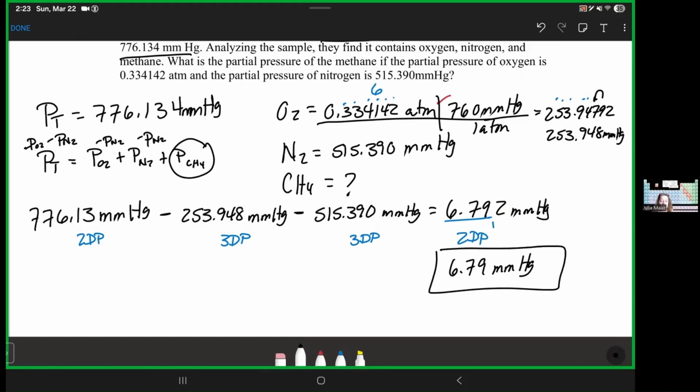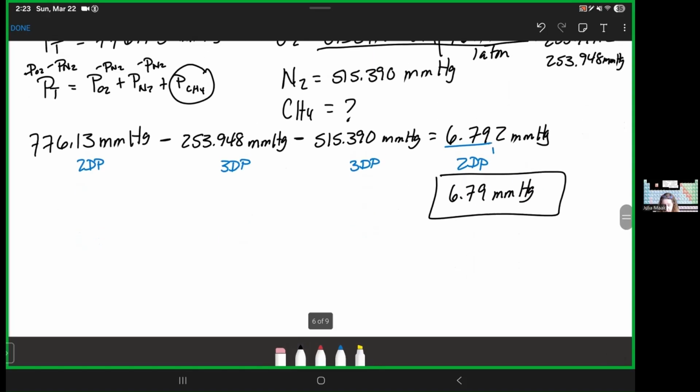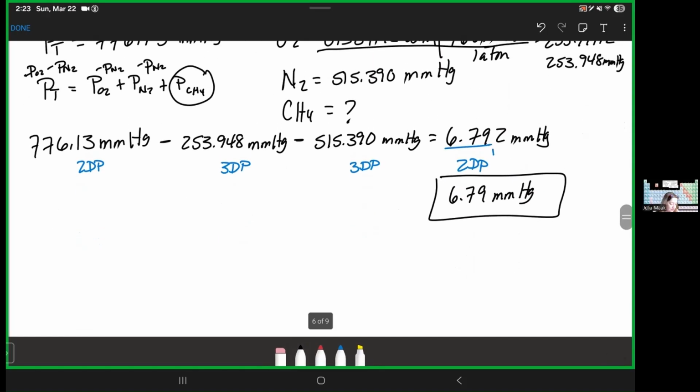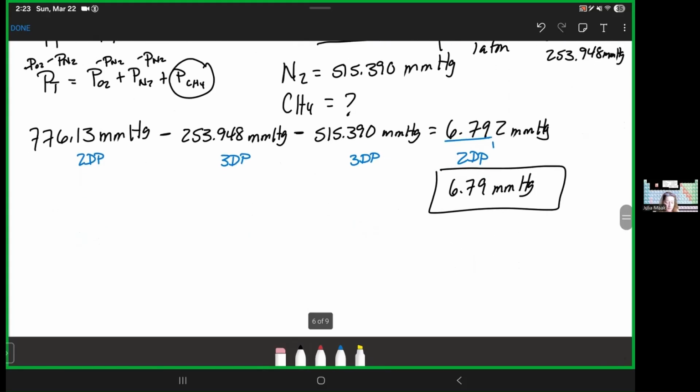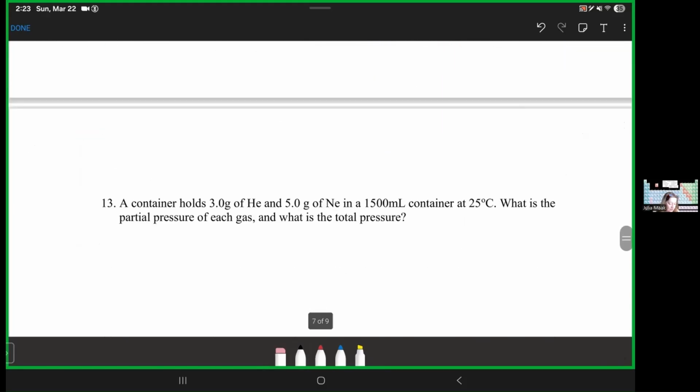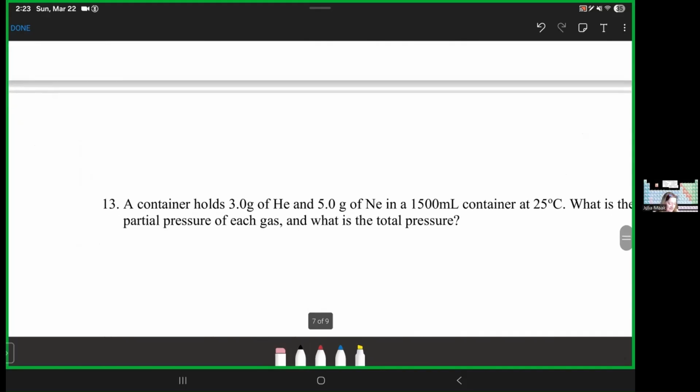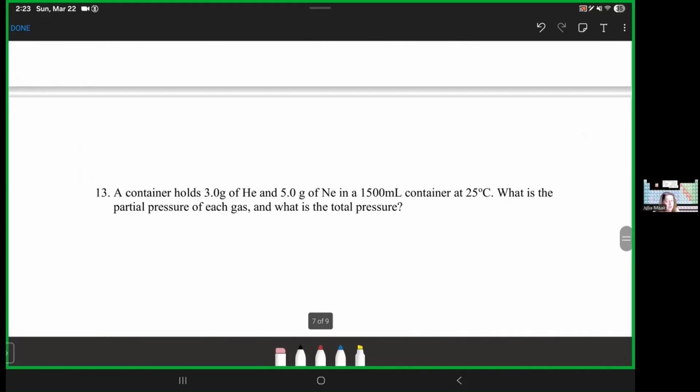You could have converted the others to ATM, and then your answer would be in ATM. It would be a very different number because ATM and millimeters of mercury are not the same thing. Okay, but you can go to either one. If your teacher doesn't specify what units they want you to be in, you could go to either pressure unit. It's totally up to you. Okay.